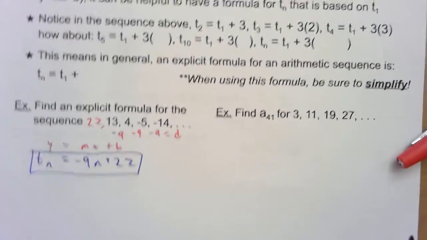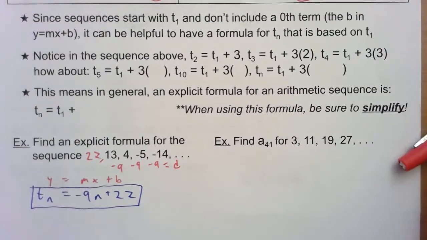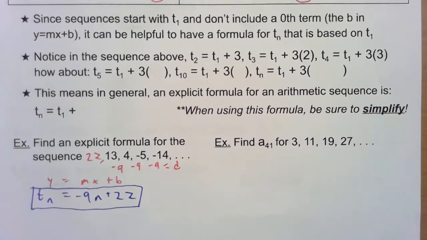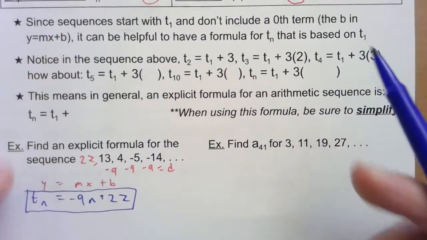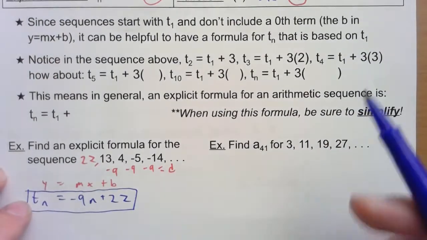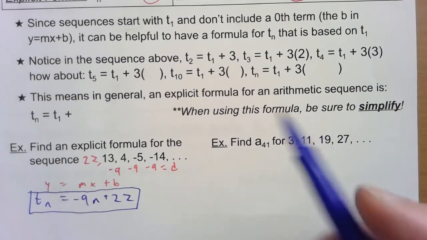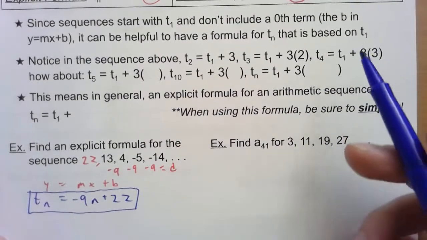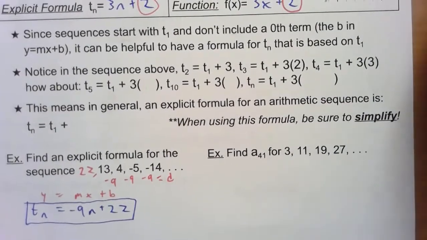Now, if you don't like mixing those two worlds, that won't be what you'll see in most textbooks or other videos about this. What they'll do in most other places is they'll say, well, sequences don't have a 0th term. They don't have the b. And so let's try to have a formula where we only use what's actually in the sequence. And so they'll come up with a formula that's based on t sub 1, on the first term. And so here's the idea that they use.